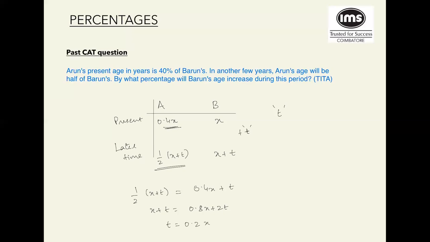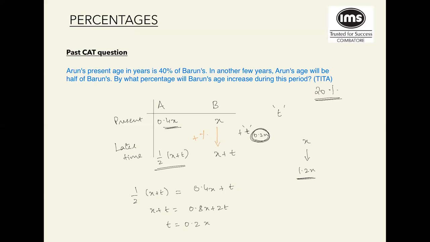So the question is by what percentage is Barun's age increased during this period? So we're trying to find the percentage increase. So the initial value here is x, and then this is increased to x plus 0.2x, 1.2x. So the increase in value is this 0.2x. So it is 20 percentage of x. So the percentage increase of Barun is 20 percentage.